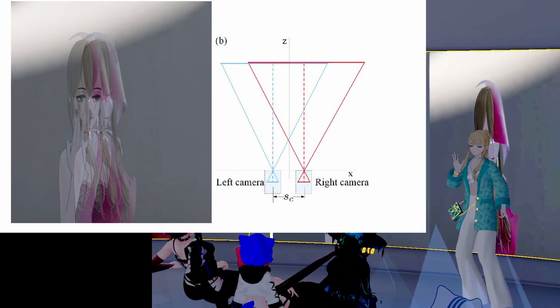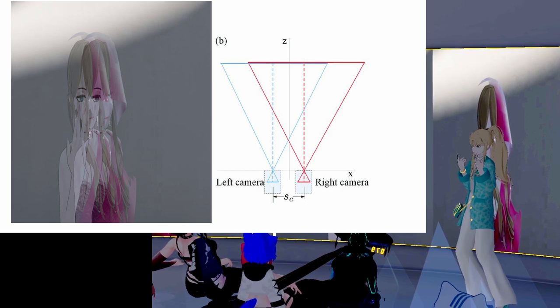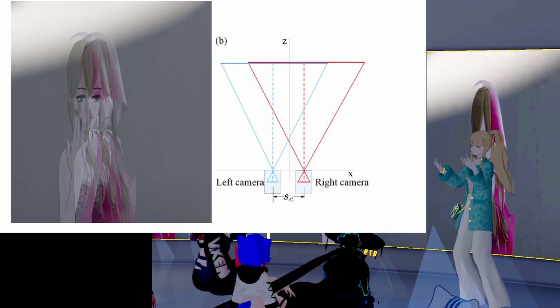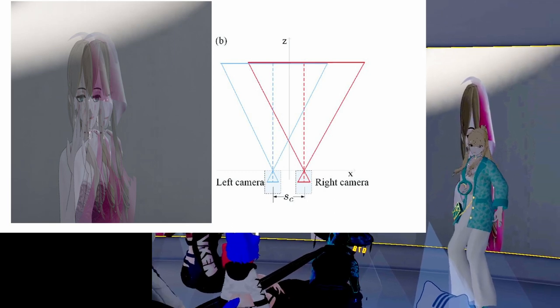We want to have two distinct images, one for the left eye, one for the right eye, right? And that's our goal. So you kind of have to work backwards from there, right?